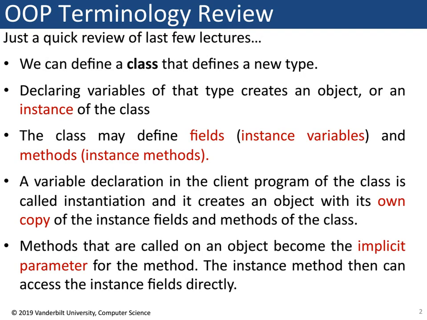But first, for a quick review, we define a class when we code a class file in Java, right? And that file must have the same name as our class name. We can declare variables of that new type, which will create an object or an instance of the class. So in a program, we can say we want a variable of the type whatever our class name is. So in our previous lecture, we made the class student, so we could create student variables and student objects. And these objects were instances of the class student.